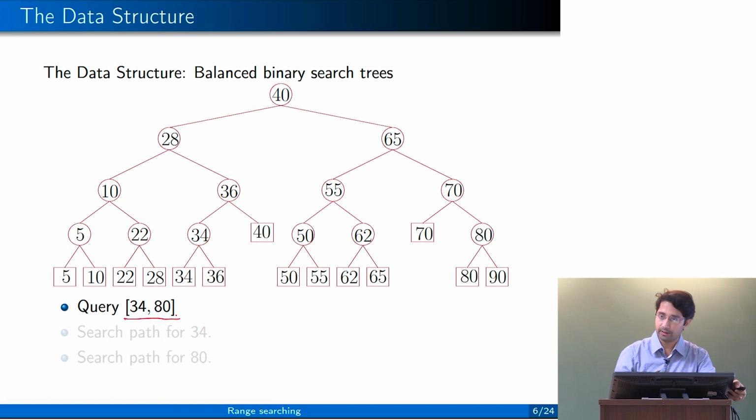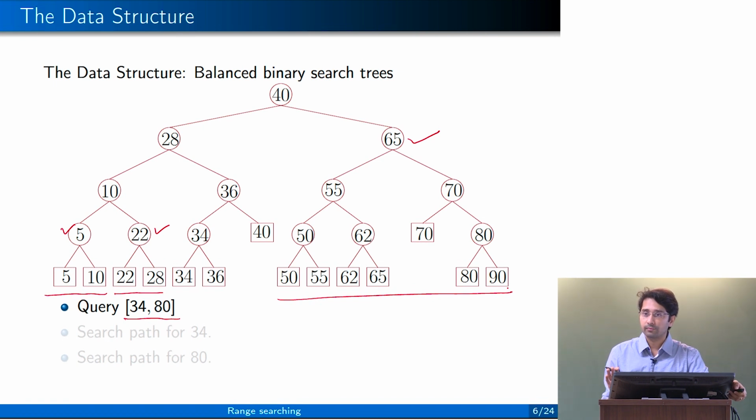So how am I creating the balanced binary search tree? This node represents the interval 5 to 10. 22 represents the interval 22 to 38. 65 represents the interval 50 to 90. Leaf nodes are intervals that contain only one point, and any internal node is the union of its left child and its right child. 36 is the interval from 34 to 40.